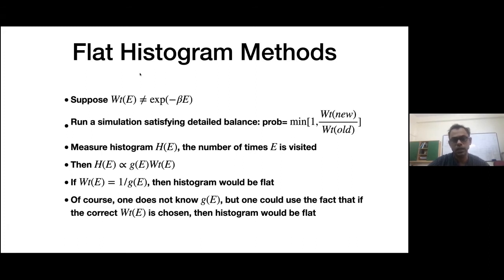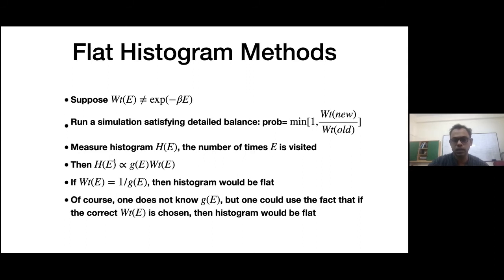So the idea is, you say, I don't want the weight of a configuration to be e to the power minus beta E, as is normally done. Rather, I will assume some weight W of E. If I have a configuration with energy E, I'll assign it some weight W. Then I run a simulation using the Metropolis rule with the acceptance rates being fixed by the ratio of the weights. As you run the simulation, it reaches equilibrium with this weight. You measure the histogram H of E, which is the number of times a state with energy E is visited.